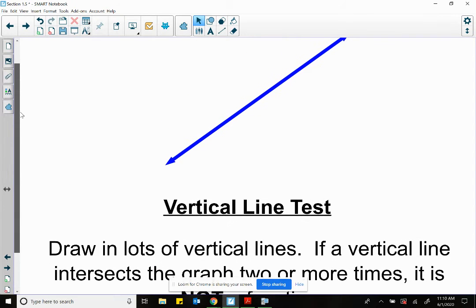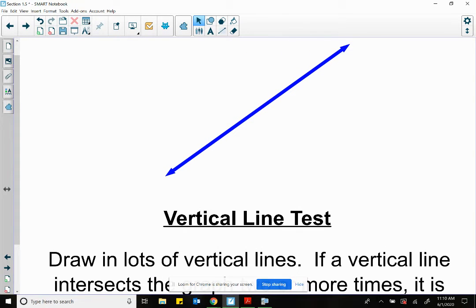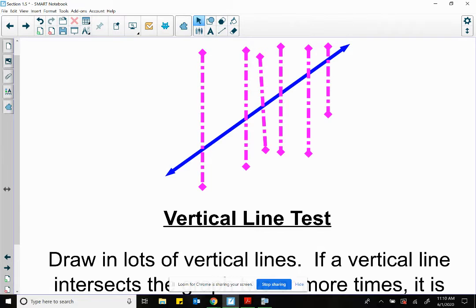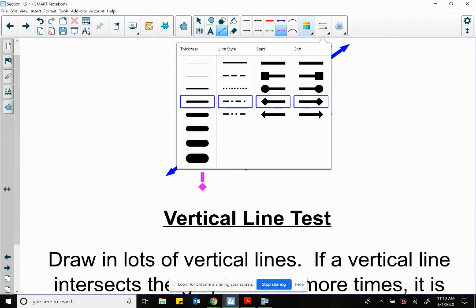So if I come up here and I draw in a ton of vertical lines. Let's just grab this guy. That's not very vertical. There we go. And then I draw on a lot more, as many as you want, as long as you want. Just keep drawing in vertical lines.